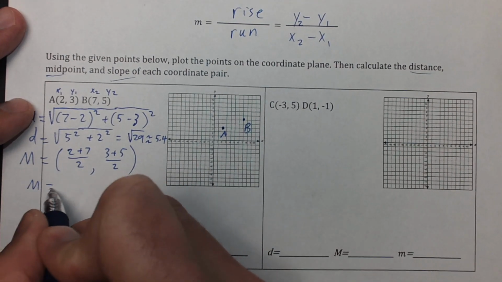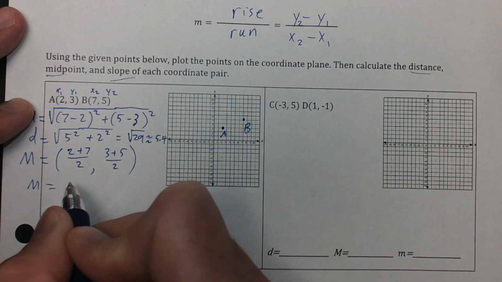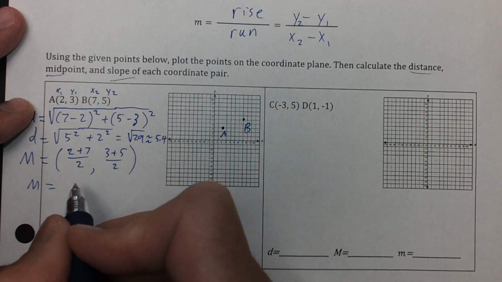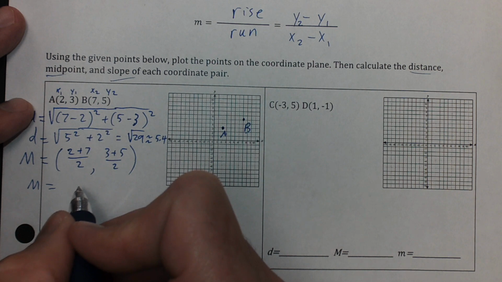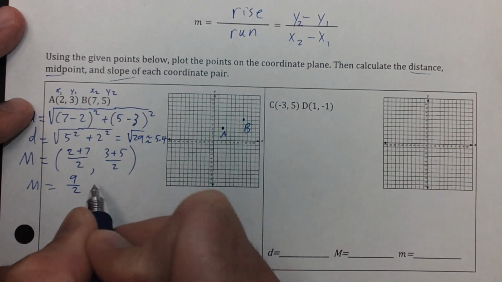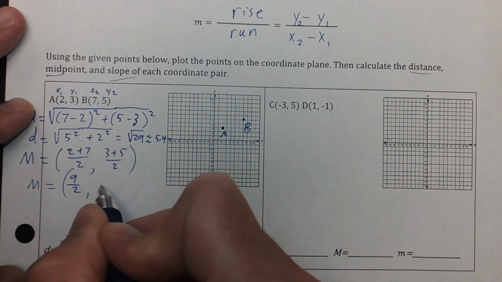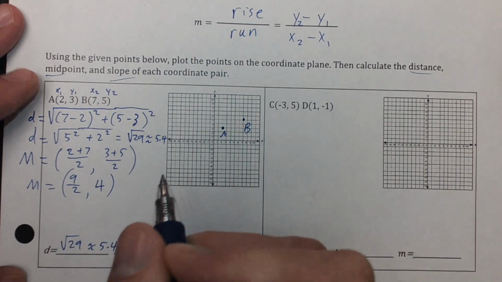So the midpoint, that's going to be 9 divided by 2. So that's really all you got to write. I think the key is wrong for this one. So that should be 9 over 2 in parentheses, and then the other one would be 8 divided by 2, which is 4.